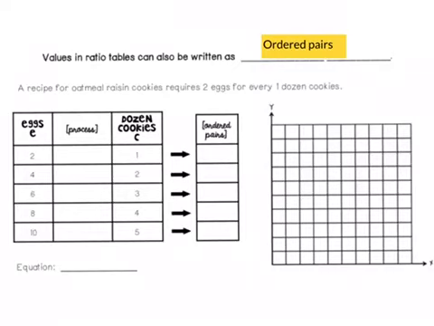In this video, we're going to understand how to go from a ratio table to create ordered pairs to finally make a graph. So let's look at our scenario that we have to begin with. A recipe for oatmeal raisin cookies requires 2 eggs for every 1 dozen cookies. So I see this word for, and that's my clue of where I'm looking for my ratio. So this value in front of it, 2 eggs for every 1 dozen cookies, that's going to give me my information. So I'm going to take that information and start plugging it into my table.